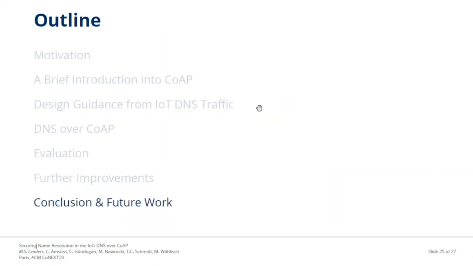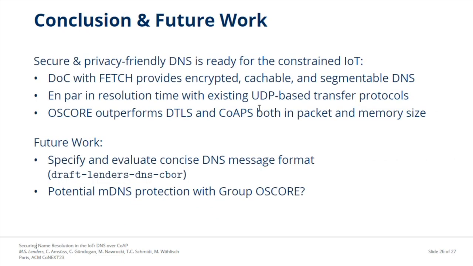So to conclude my talk, security and privacy friendly DNS is ready for the constrained IoT when using DNS over CoAP with FETCH, which provides encrypted, cacheable, and segmentable DNS. It's on par in resolution time with existing UDP-based transfer protocols, and OSCORE outperforms DTLS and CoAPs in both packet and memory size. For future work, we want to specify and evaluate the concise DNS message format more.